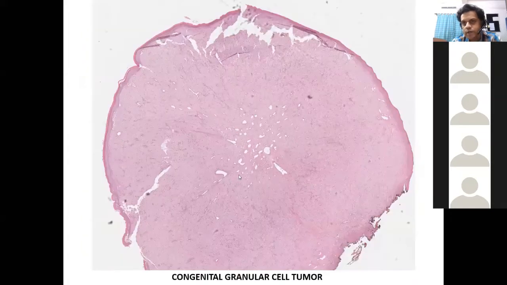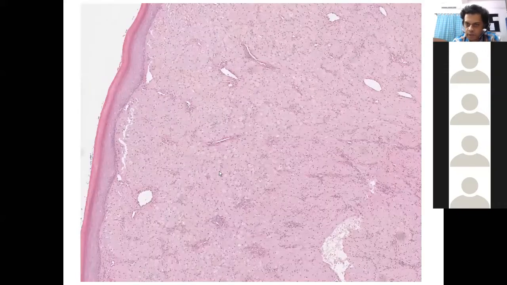Now coming to an entity known as congenital granular cell tumor. Congenital granular cell tumor has been grouped along with this simply because of the fact that it looks like a granular cell tumor. However, it does not share any kind of IHC similarity with the usual granular cell tumor. It is S100 negative actually. Only for the fact that it looks like a granular cell tumor has it been included in this particular description. Again, it's in the congenital age group.